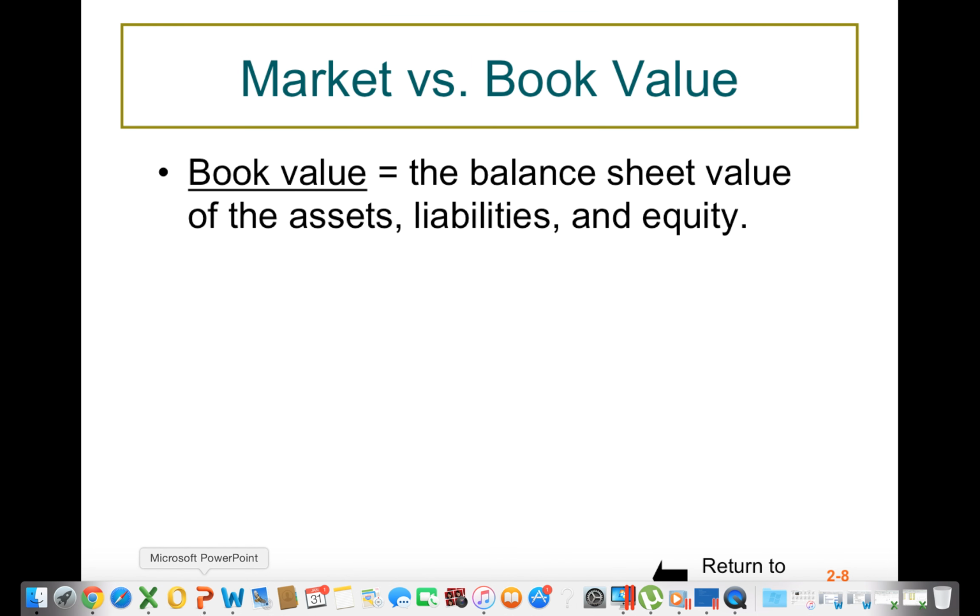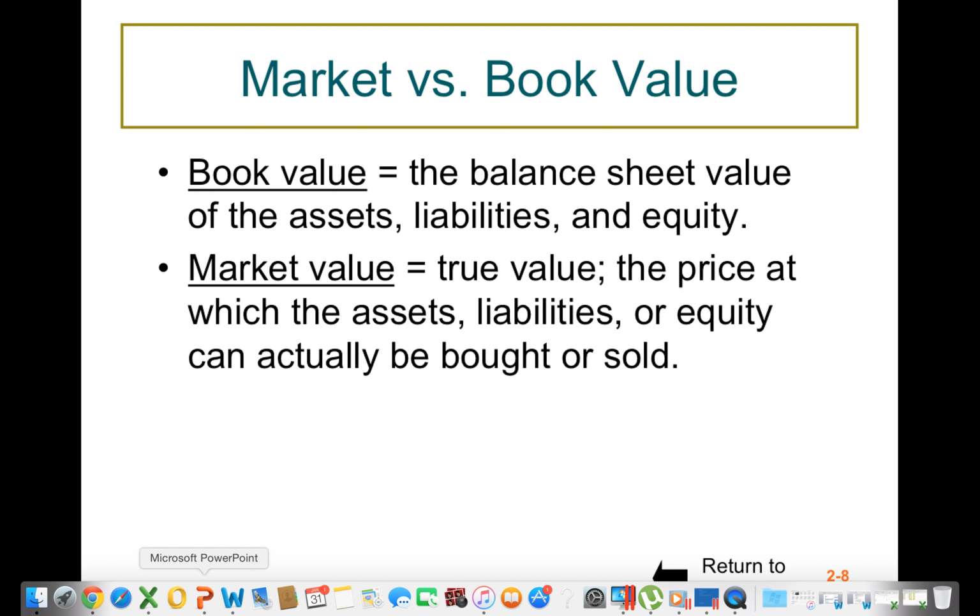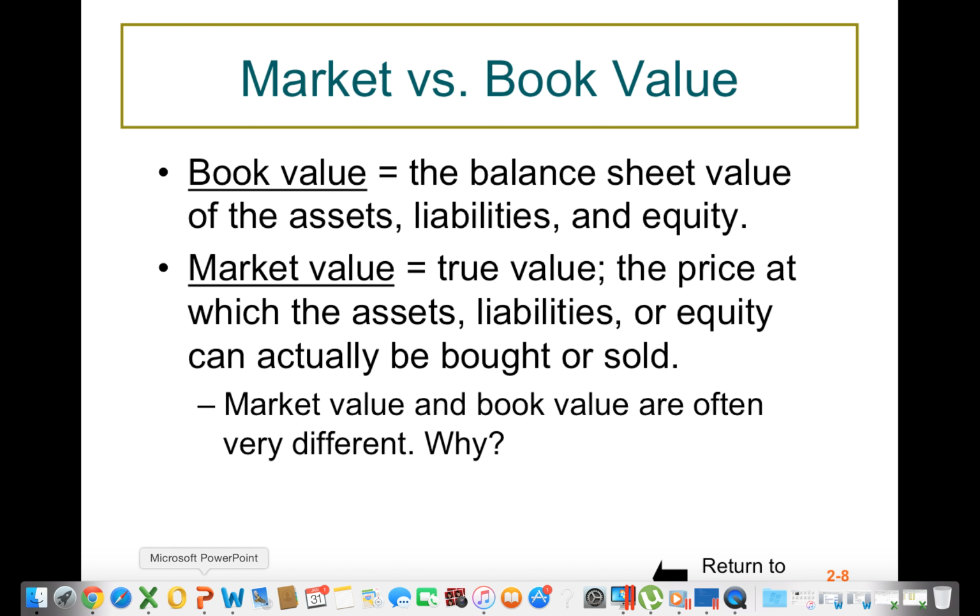One thing we want to discuss a little bit is the distinction between market and book value, and I think this is, as far as this class goes, and these chapters go, an important concept that is definitely something that you need to keep in mind. Book value is the balance sheet value of the assets, liabilities, or equity. Market value is the true value, the price at which the assets, liabilities, or equity could actually be bought or sold. And the truth is, market value and book value are different. So a good question is why are market value and book value different, or could they be different?